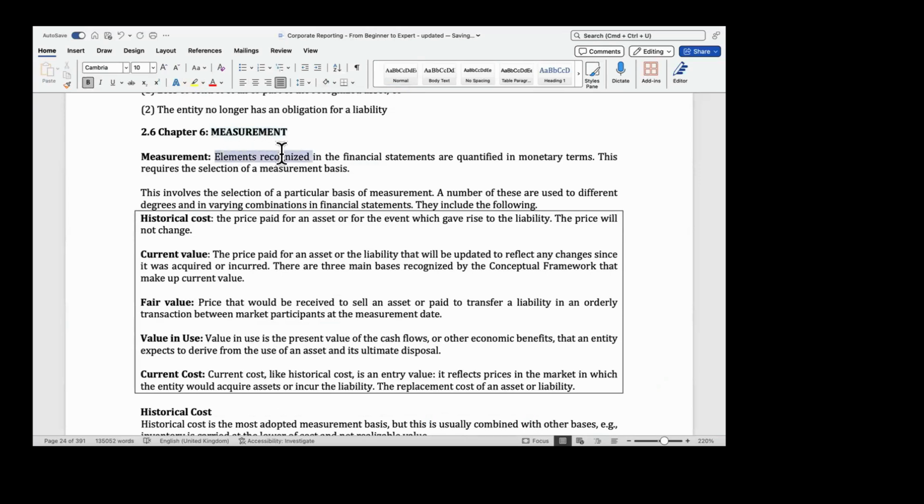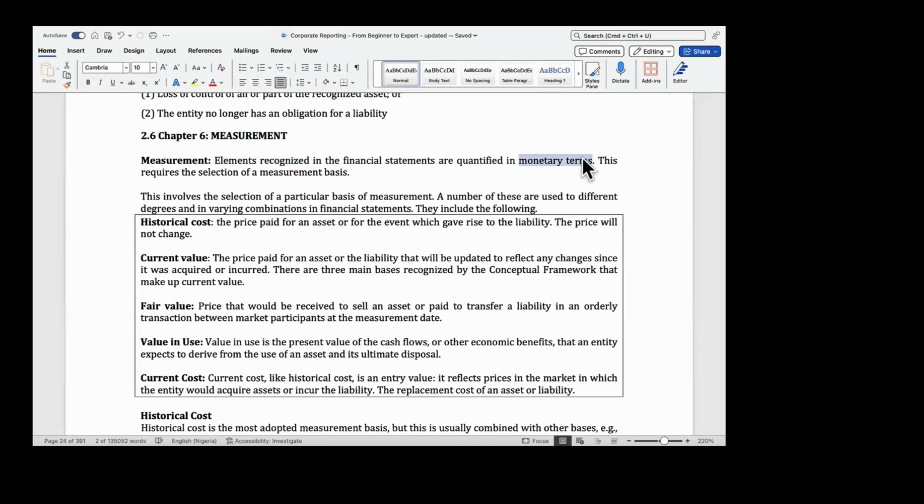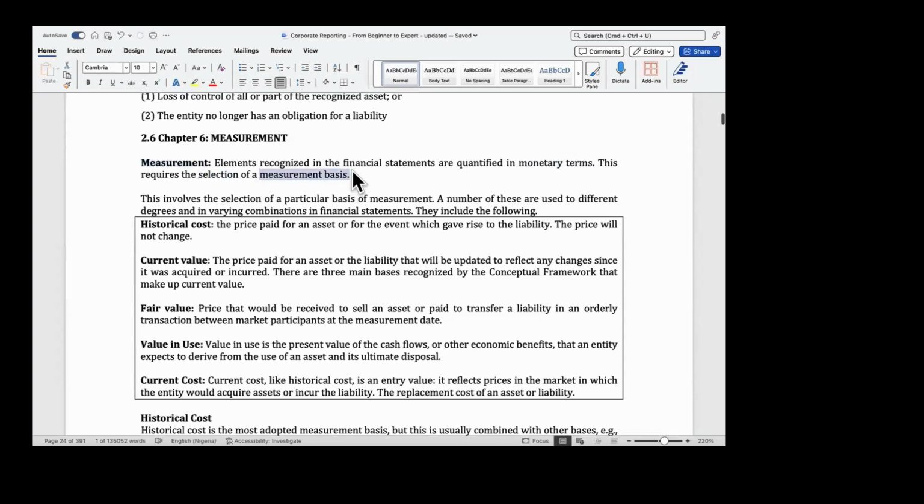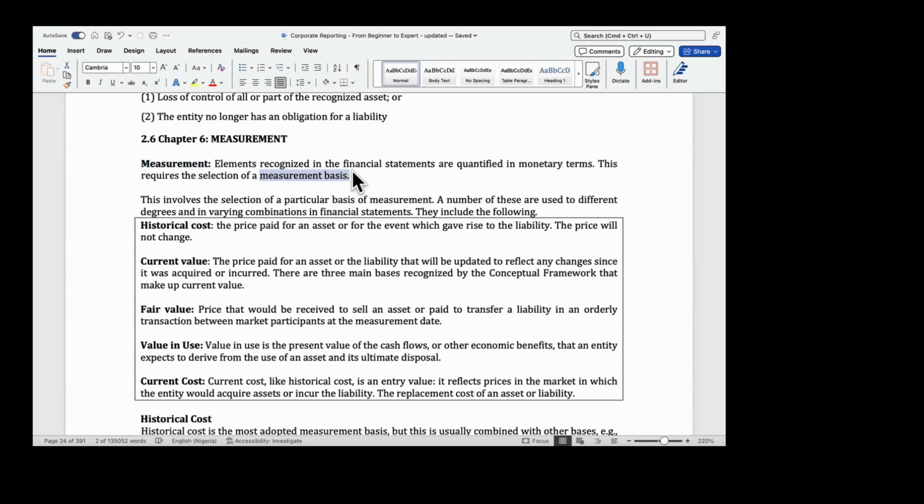So these elements, assets, liabilities, income, expenses, and equity, when they are recognized in the financial statements, they are recognized in monetary terms. These monetary terms, that's what we call measurements. So in reporting, we have measurement bases. We have different measurement bases, so you need to select which measurement basis you want to use.